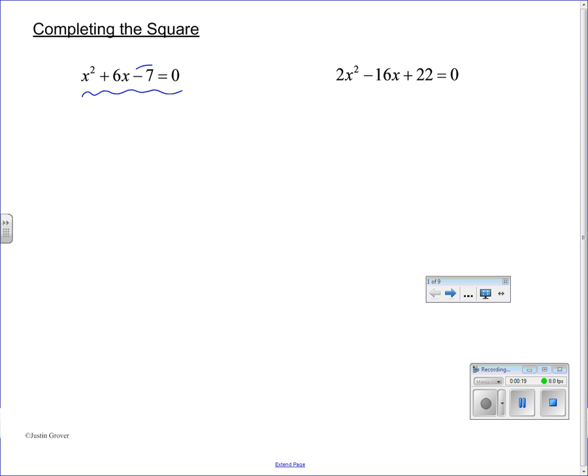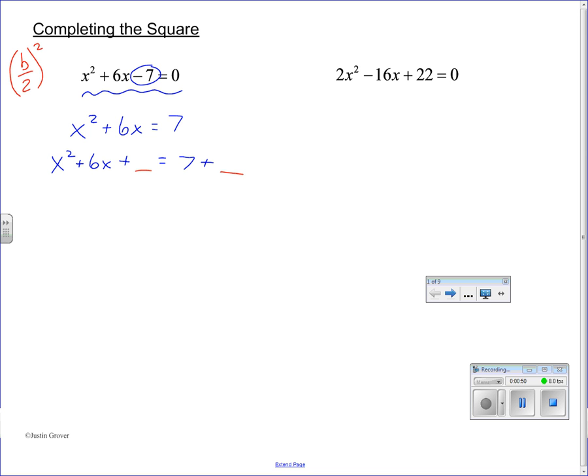And the constant in this case is -7. It's called a constant because there's no variable attached to it. So we'll add 7 to both sides, and it becomes x squared plus 6x equals 7. Then what we do is we actually add something to both sides. And what we add to both sides is a number that we get from b divided by 2 squared.